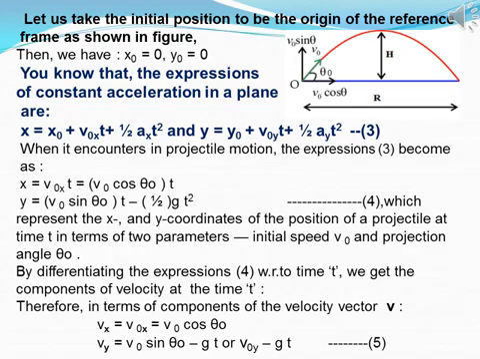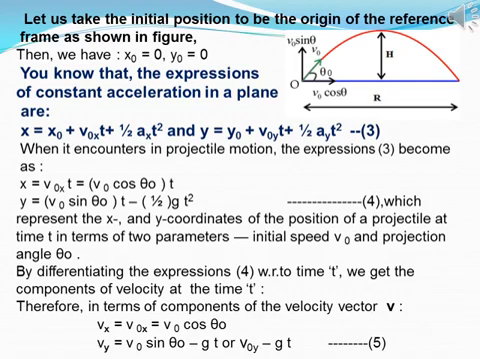When it is applied to projectile motion, the expressions 3 become x is equal to v0x t, which is equal to v0 cos theta 0 t, and y is equal to v0 sin theta 0 t minus 1 by 2 g t square, which are the expressions 4. They represent the x and y coordinates of the position of a projectile at time t in terms of two parameters, the initial speed v0 and the projection angle theta 0.